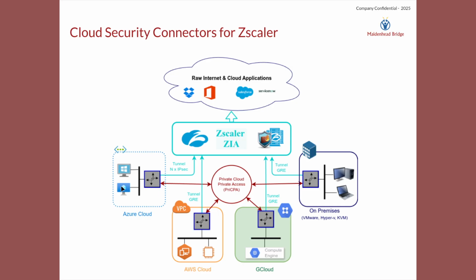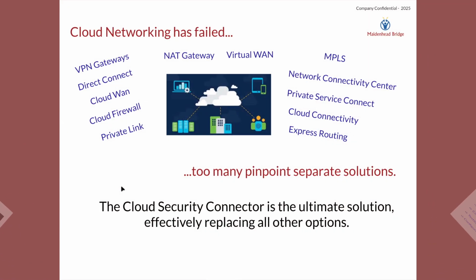So it has policies per IP, port and protocol. The main problem with cloud networking is that it was trying to adapt what exists on the other end: a firewall, a router, a dedicated link. And at the end, cloud networking has failed because you have multiple solutions: VPN gateway, direct connect, cloud firewall, public link, NAT gateway, virtual WAN, MPLS, network connectivity services, cloud connectivity, ExpressRoute, and at the end, it's too many separate pinpoint solutions.